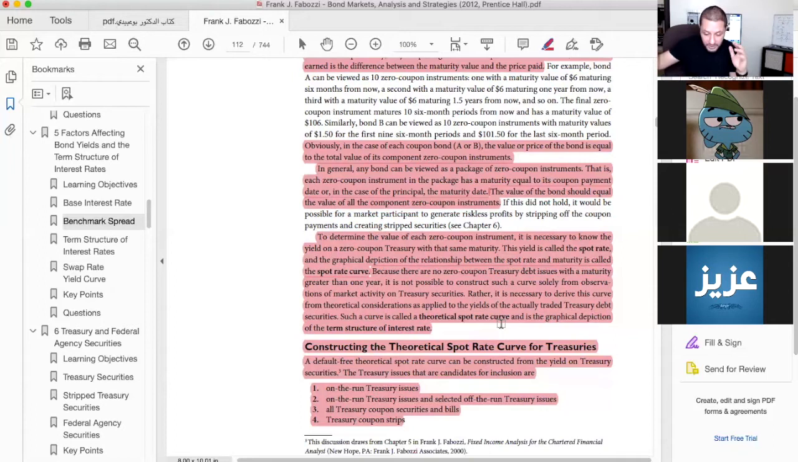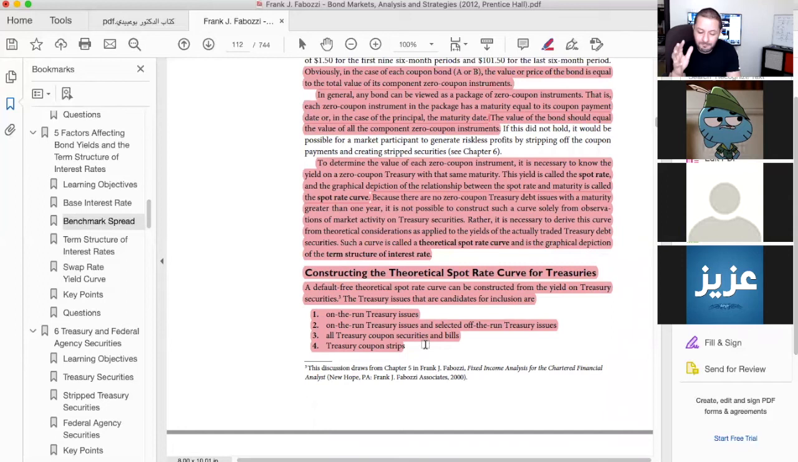Because there are no zero coupon treasury debt issues with a maturity greater than 1 year, it is not possible to construct such a curve solely from the observations of market activity on treasury securities. Rather, it is necessary to derive this curve from theoretical considerations as applied to the yields of the actual treasury debt securities. Such a curve is called a theoretical spot rate curve. So we have the spot rate, then we have the theoretical spot rate curve, which is the graphical depiction of the term structure of interest rates.